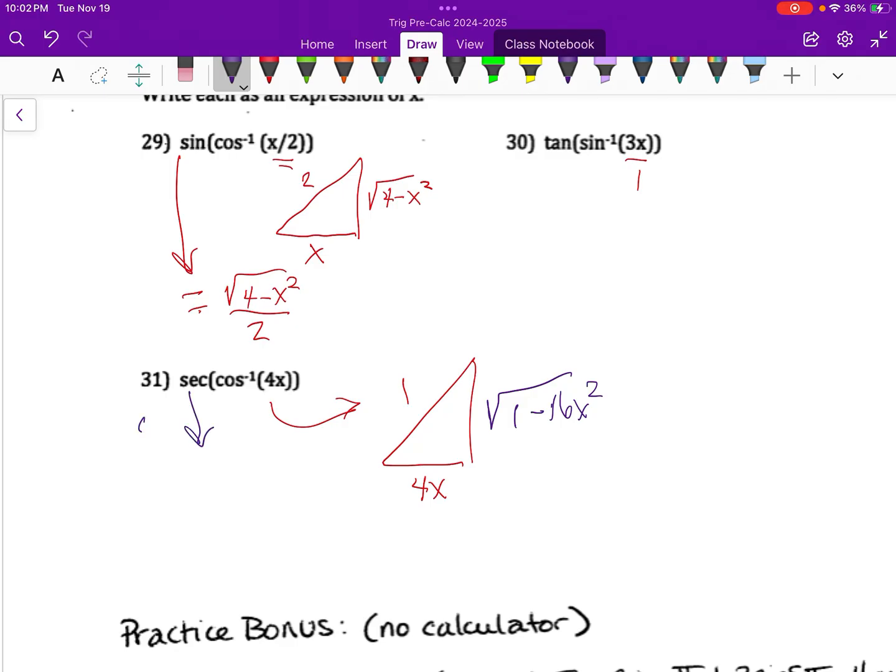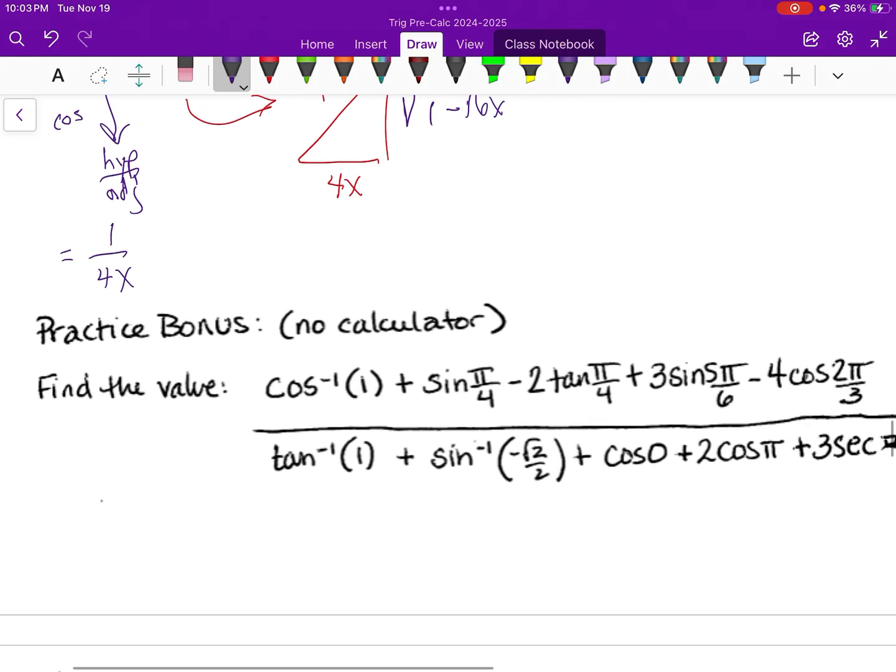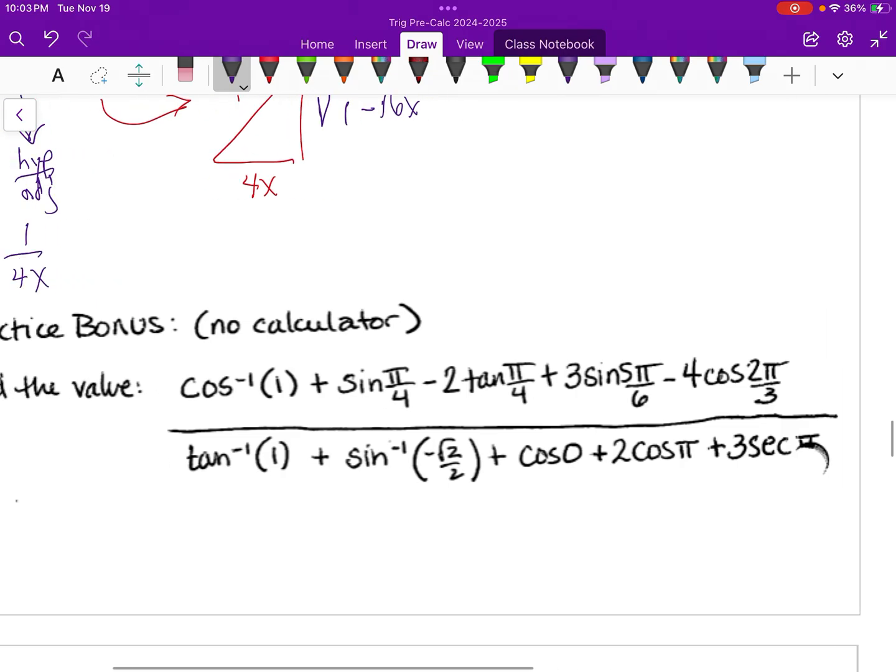Since secant is related to cosine, and cosine is adjacent over hypotenuse, secant must be hypotenuse over adjacent. And I didn't even need to solve that one, so the hypotenuse over the adjacent is 1 over 4x. Pretty easy. Okay? Little practice on that bonus.